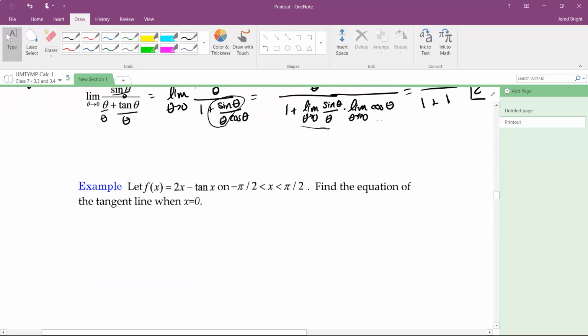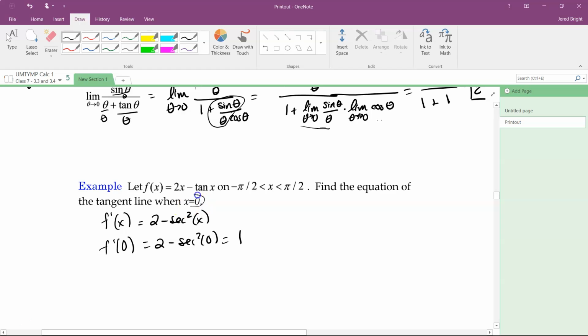I want to find a tangent line. Okay, so for this, we remember tangent line, I need to find the derivative and evaluate the derivative at the point of interest. And that'll give me my tangent slope. So f prime of x is going to equal 2 minus secant squared of x. And then if I look at the point of interest is 0, I get 2 minus secant squared of 0, which is 1. So my slope is just 1.